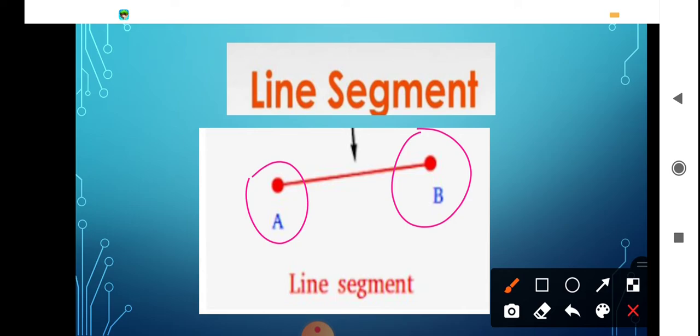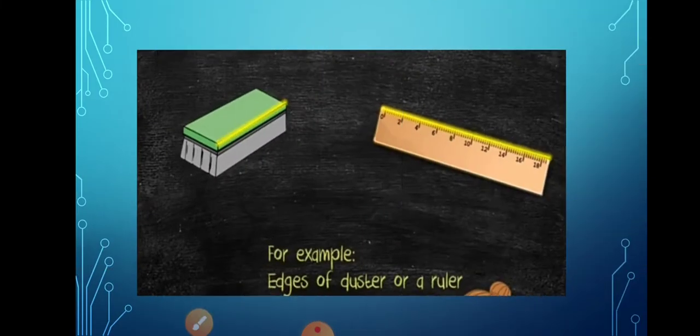And line segment we denote by AB and a straight line on it. So the distance between the 2 points A and B is called the length of AB and the straight line on it. The examples of line segment are the edges of a book, side of blackboard or edges of duster or a ruler. These are the examples of line segment.